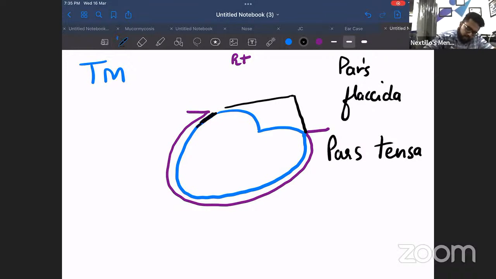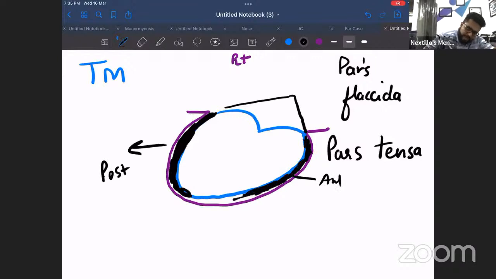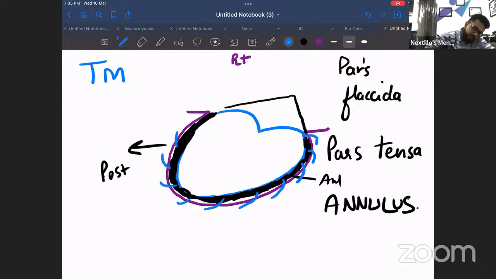So here, first of all, the tympanic membrane is thickened peripherally. Here it is thickened. Peripherally, it is thickened across all sides. That is, posteriorly, this is posterior, right? This is anterior. It is thickened to form the annulus. This is called the annulus. Now this annulus is resting in a sulcus here in the tympanic bone. This sulcus is called the tympanic sulcus.